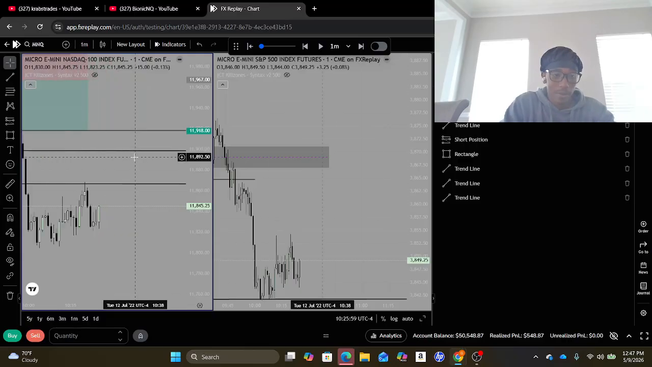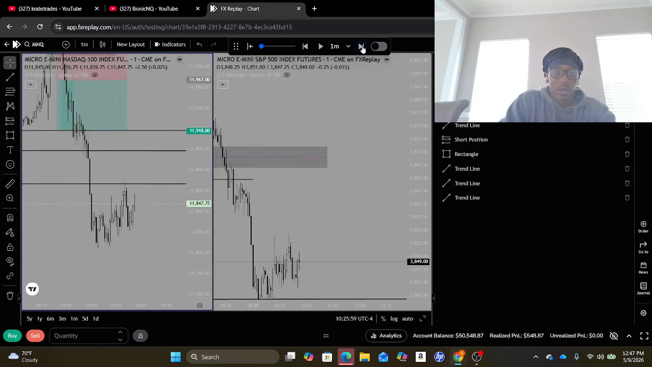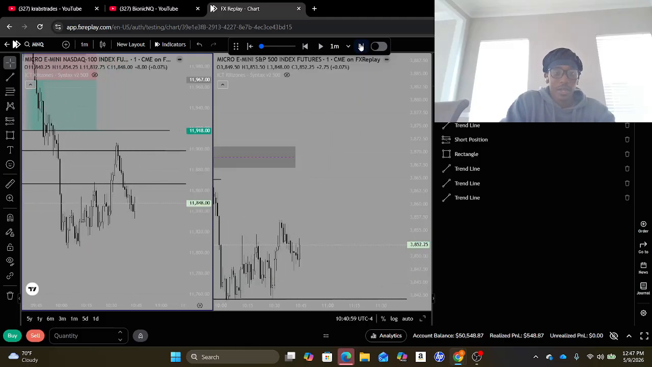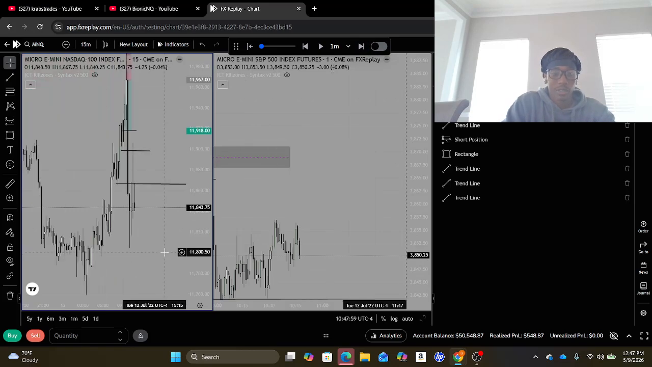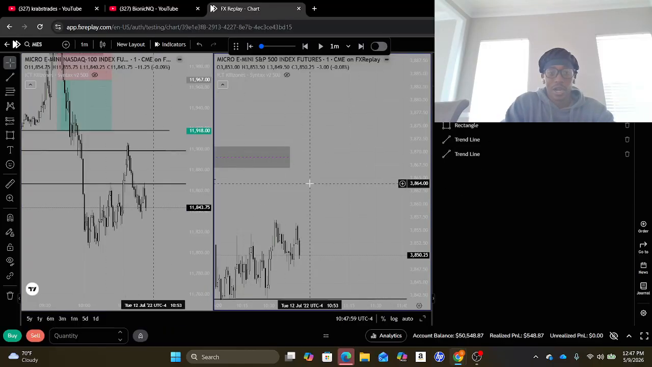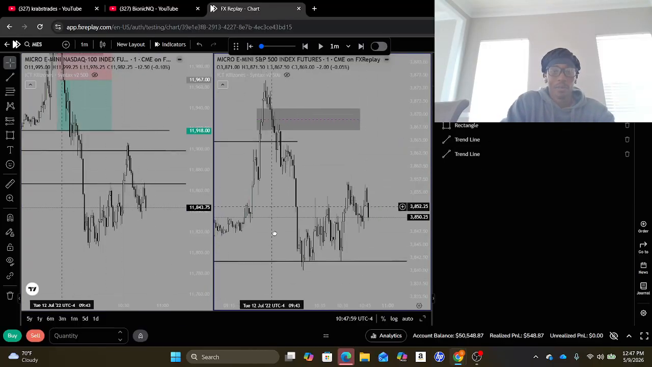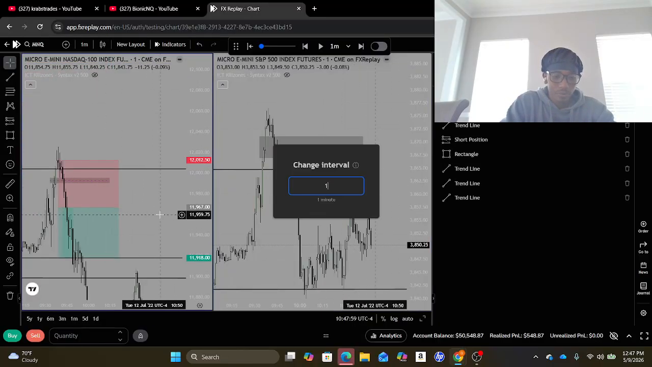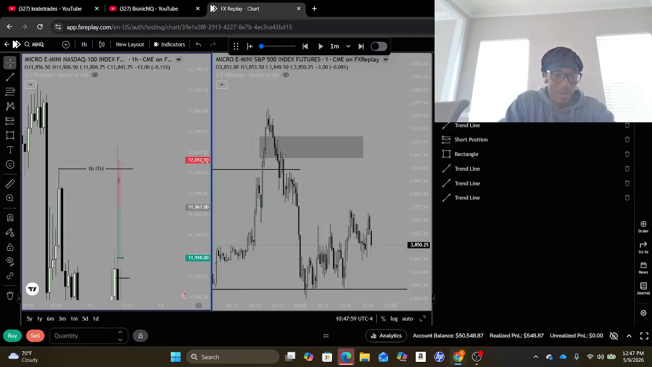I missed the setup. So that was the setup I would have taken. And yeah, I'm not gonna try and force a bad one because I was scared. I was not convicted in my setup. I don't know why, but it is what it is. We've got to move on to the next day. But yeah, why was this trade valid?